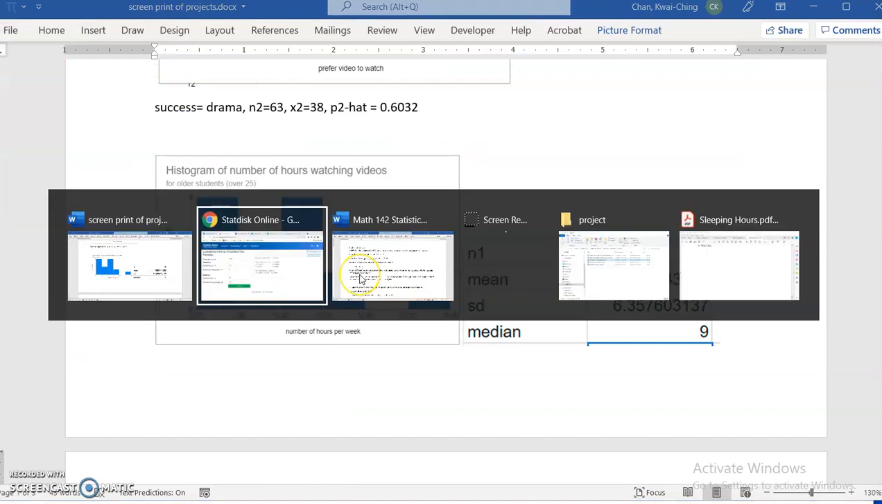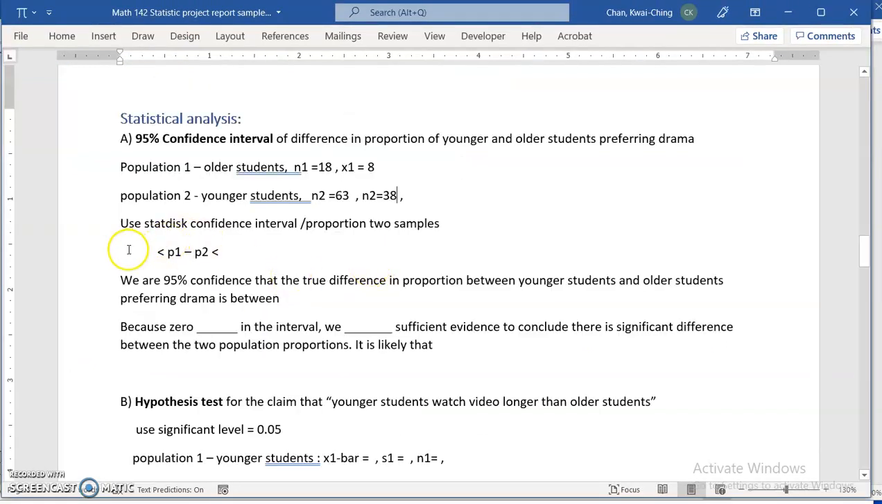So I'm going to put it in my project. This is the output: the lower bound is negative 0.418, and positive in the upper bound, 0.101.